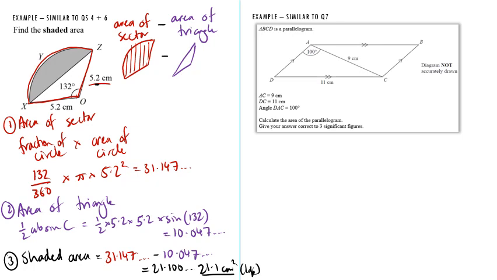This last one's a really tricky one. So we've got the parallelogram ABCD, and we can see that it's made of 2 congruent, identical triangles which have the same area. So if we can find the area of one of them, we need to just double it to find the area of the parallelogram.